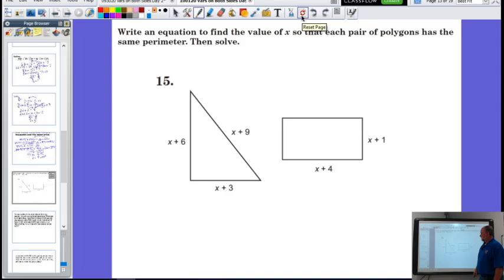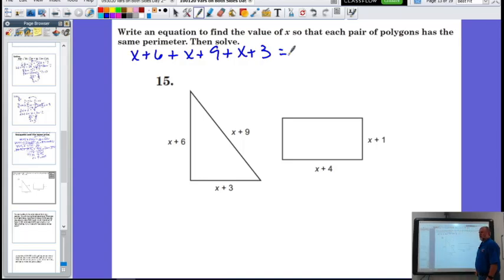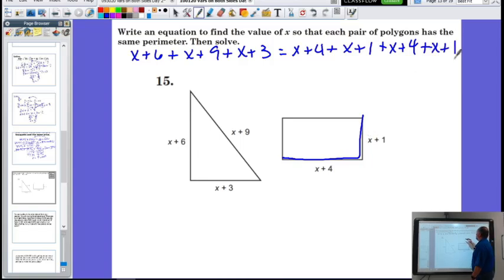So here's what we're gonna do. We're just gonna take these three pieces right here and add them together. So I'm gonna write X plus 6 plus X plus 9 plus X plus 3 equals, and that would be the perimeter of that triangle. Now on the other side, this rectangle, I'm going to write x plus 4 plus x plus 1. So that gets me from here to here. And now we know we got two more pieces. So plus, and this piece would be the same as this piece. So x plus 4. And then this piece would be the same as this one. So x plus 1. And now all we have to do is add that together.